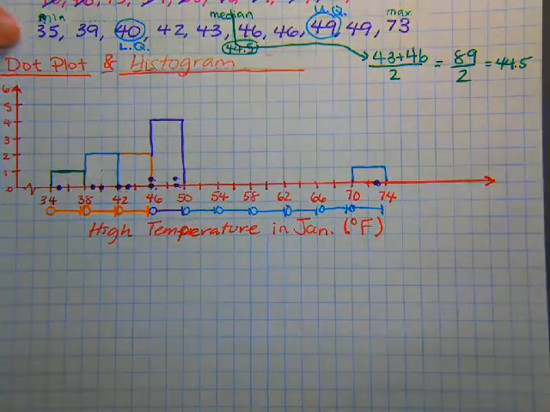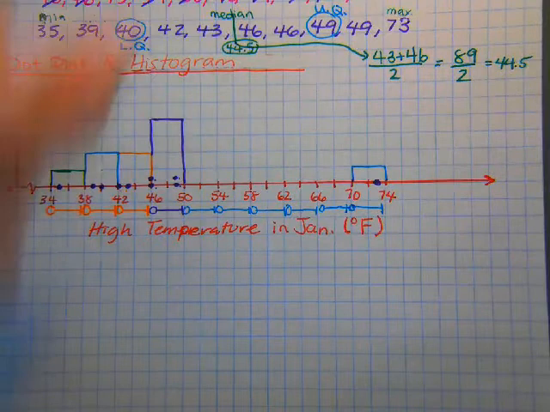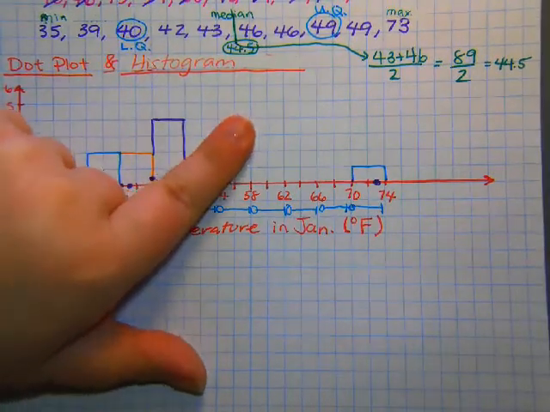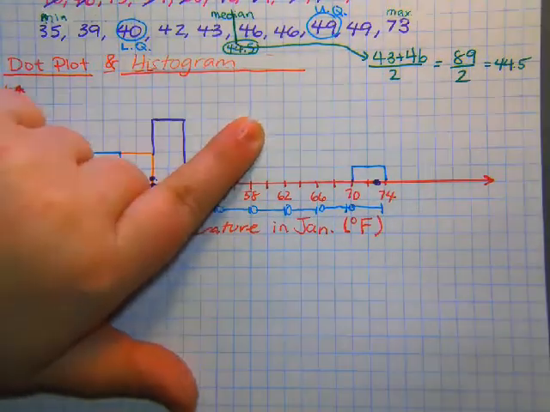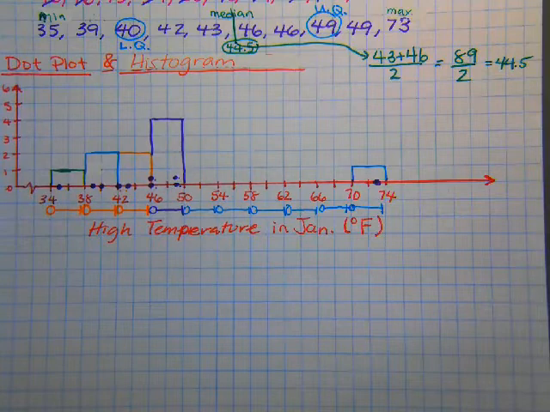So from the min to the lower quartile is 2 data points. From the lower quartile to the median is 2. From the median to the upper quartile is 2. And from the upper quartile to the max is 2. Okay. So there is our 5 number summary.